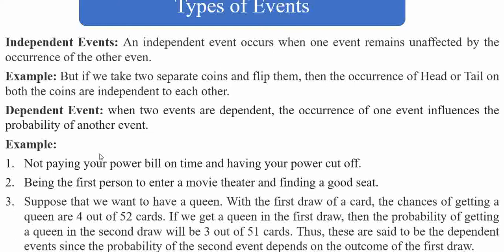So the examples are not paying your power bills on time and having your power cut off. This is a simple example. If you're not paying the power bill on time, your power will be cut off. So this is a simple example that power cut off is a dependent event on not paying the bill on time.